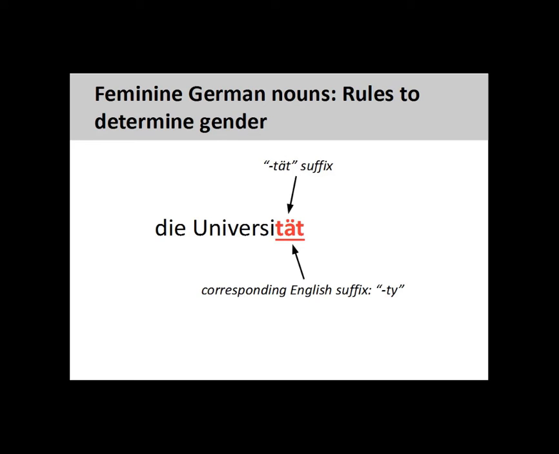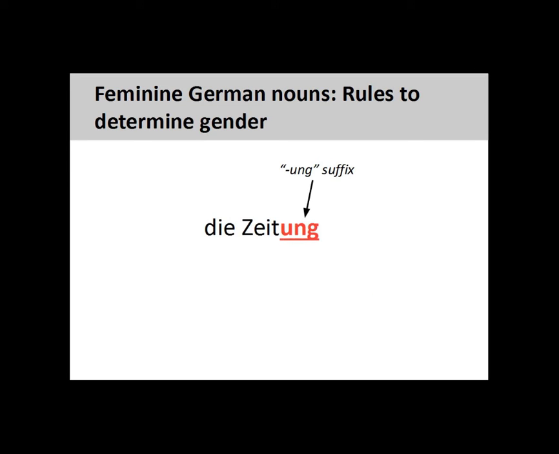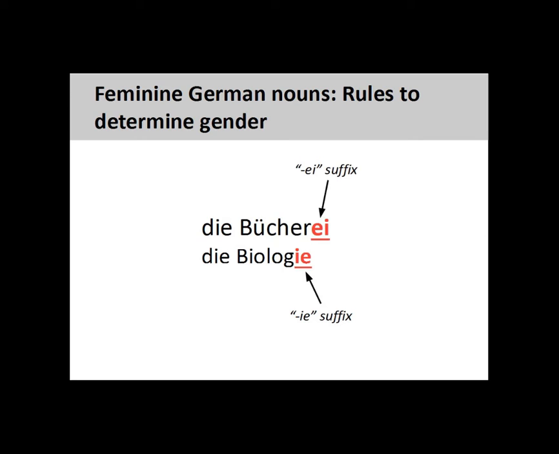Nouns ending in -tät, such as Universität, university, are always feminine. These endings usually have a corresponding English suffix, such as -ty. Nouns ending in -ung, such as Zeitung, newspaper, are always feminine. Nouns ending in -ei and -ie, such as Bücherei, library, and Biologie, biology, are always feminine.